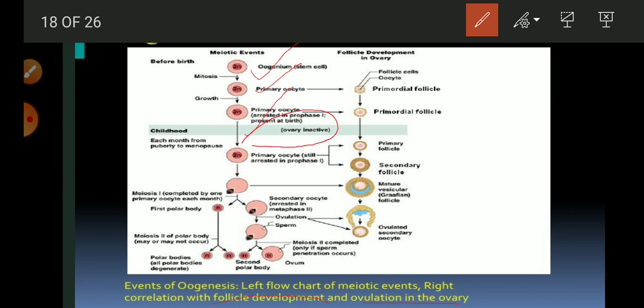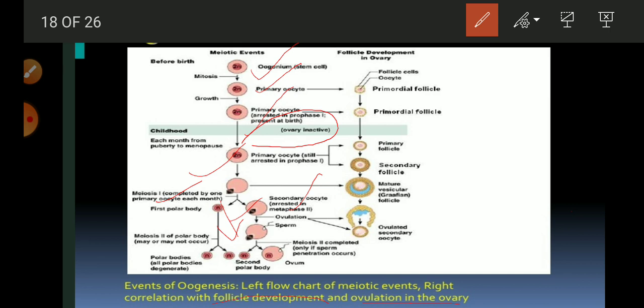The ovary is inactive in childhood, but at puberty this will go on, and the primary oocyte was at the 2n stage. Now the first stage will be moved on. The secondary oocyte is arrested in the metaphase stage at puberty. That is, meiosis 1 is completed by one primary oocyte each month. So each month this first meiotic division is done. Then ovulation is done, and ovulation means one follicle is ruptured and the cell is released.